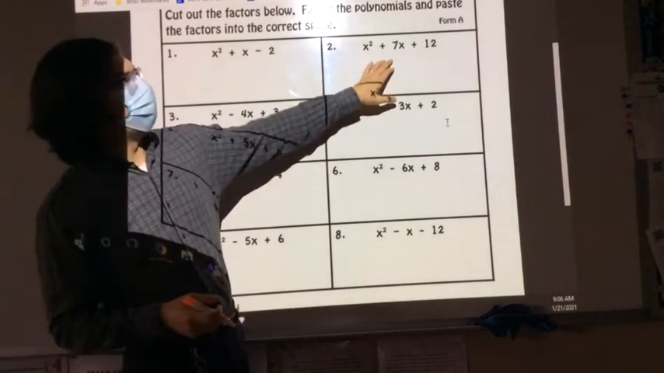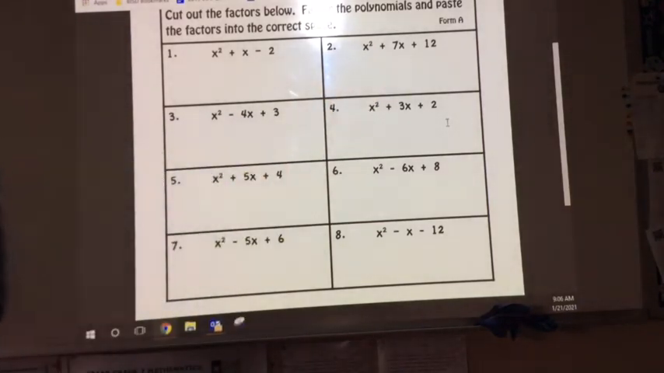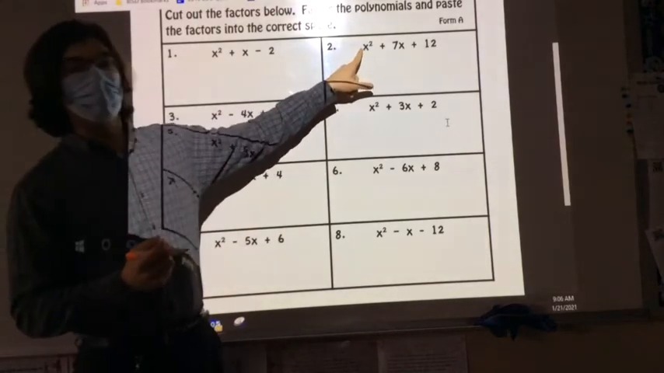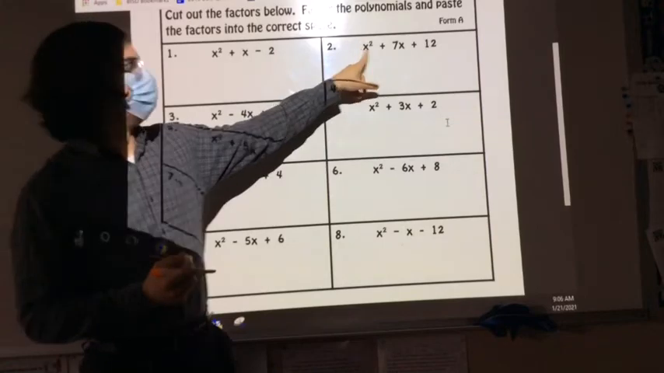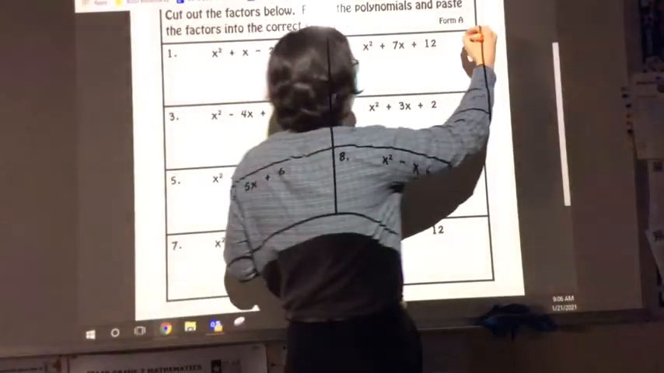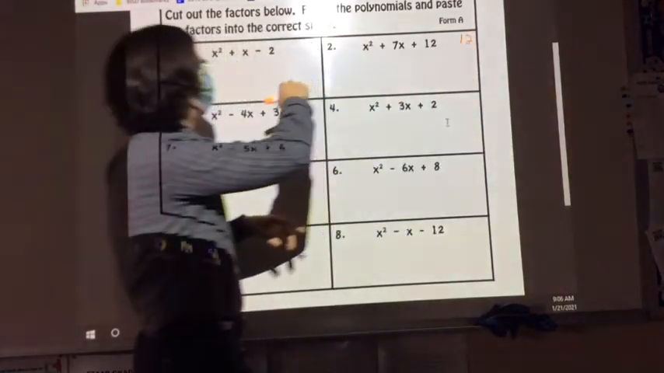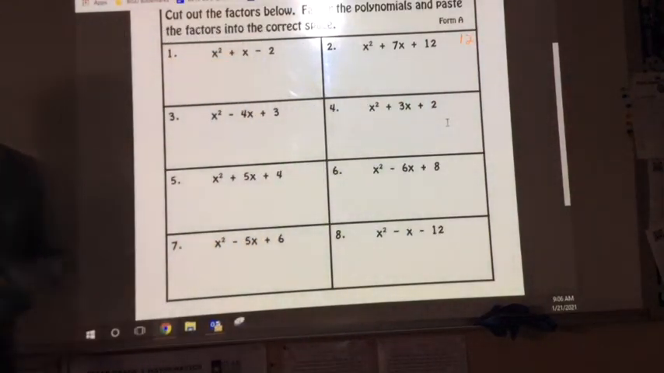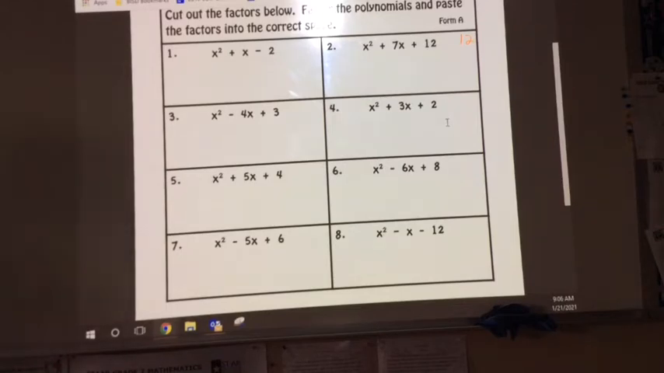Okay, does anybody remember what step 1 was? X squared times... Your A term, the term in front here, multiplied by your C term. So 1 times 12 is 12. And notice that last time we had a negative answer and this time we have a positive answer. That makes a big difference, because with a positive answer, we're going to have fewer numbers to deal with. Every time you write a negative answer, you've got to flip it.